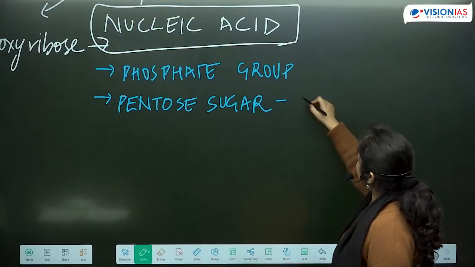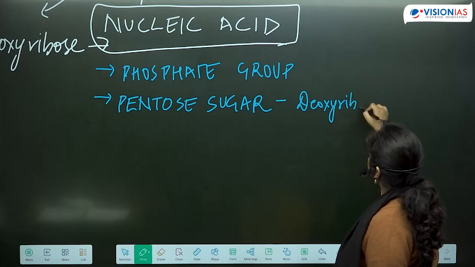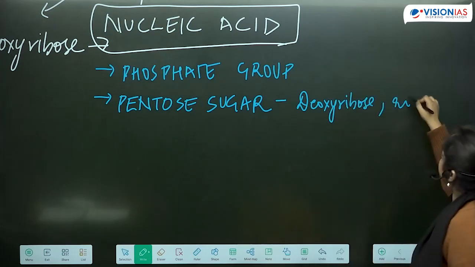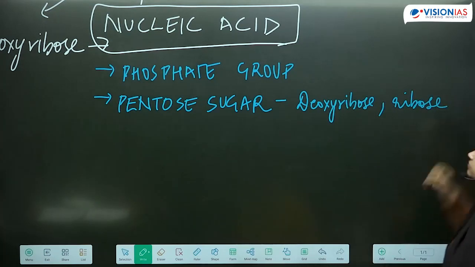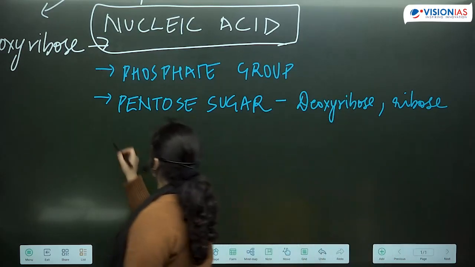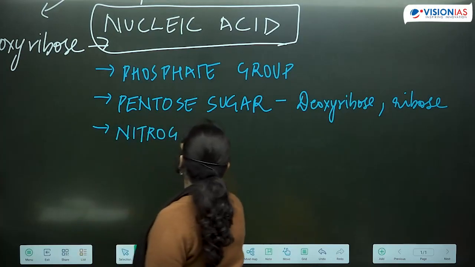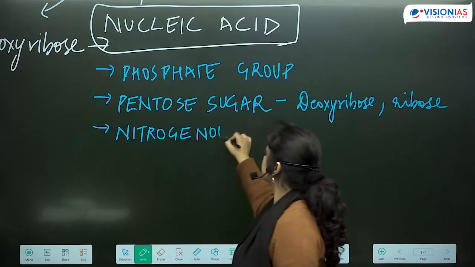You have 2 types of pentose sugar. One is called deoxyribose and the second is called ribose. It is basically the difference in these sugars that is creating DNA and RNA. Deoxyribose and ribose. The third thing present in nucleic acids is nitrogenous bases.